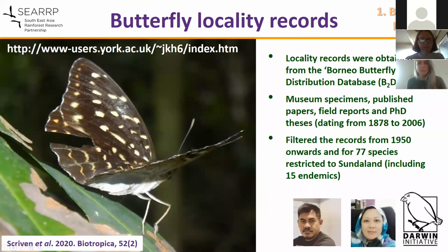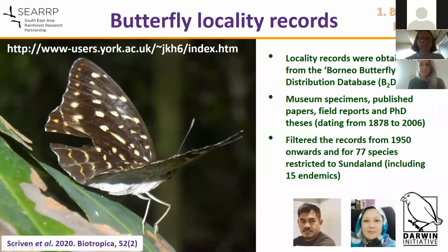So I'm going to talk a little bit about the butterfly layer first, and we took locality records from the Borneo Butterfly Distribution Database. This is the B2D2 database, which is freely available online. And this was put together by Mazidi Adghani and Susan Benedict. There's a photo of them at the bottom of the screen. And they were working at York several years ago on a Darwin Initiative grant, and they had the quite time-consuming job of putting together museum specimens, published papers, field reports and PhD theses of butterfly records and putting them into this database.